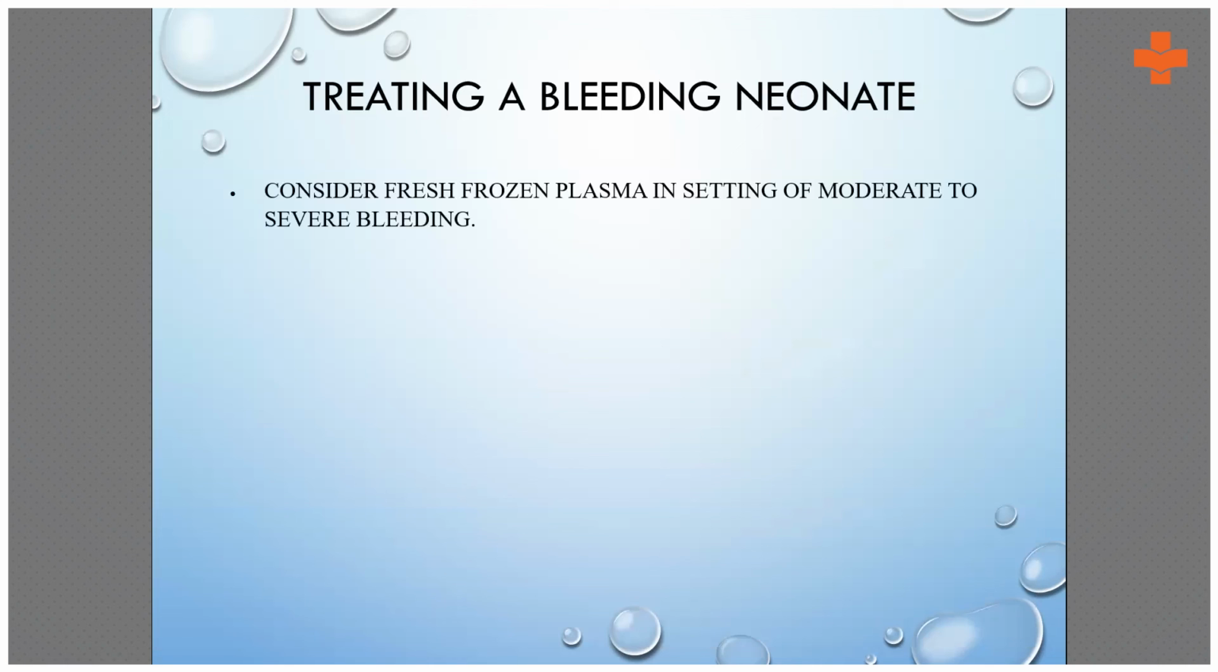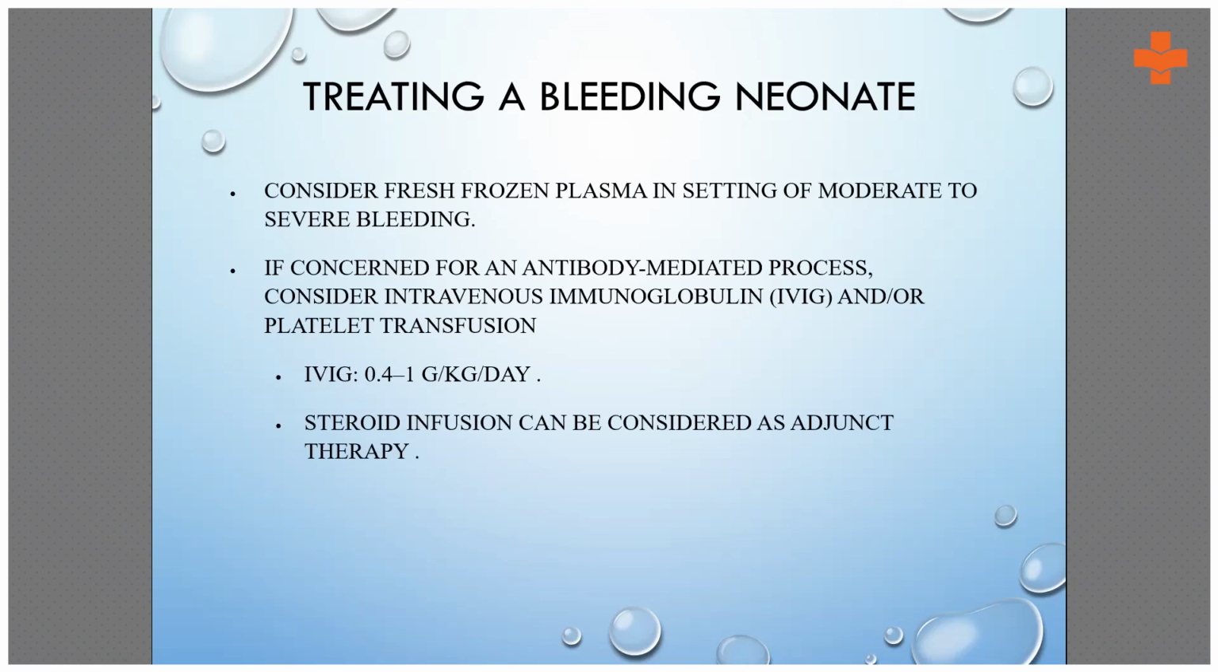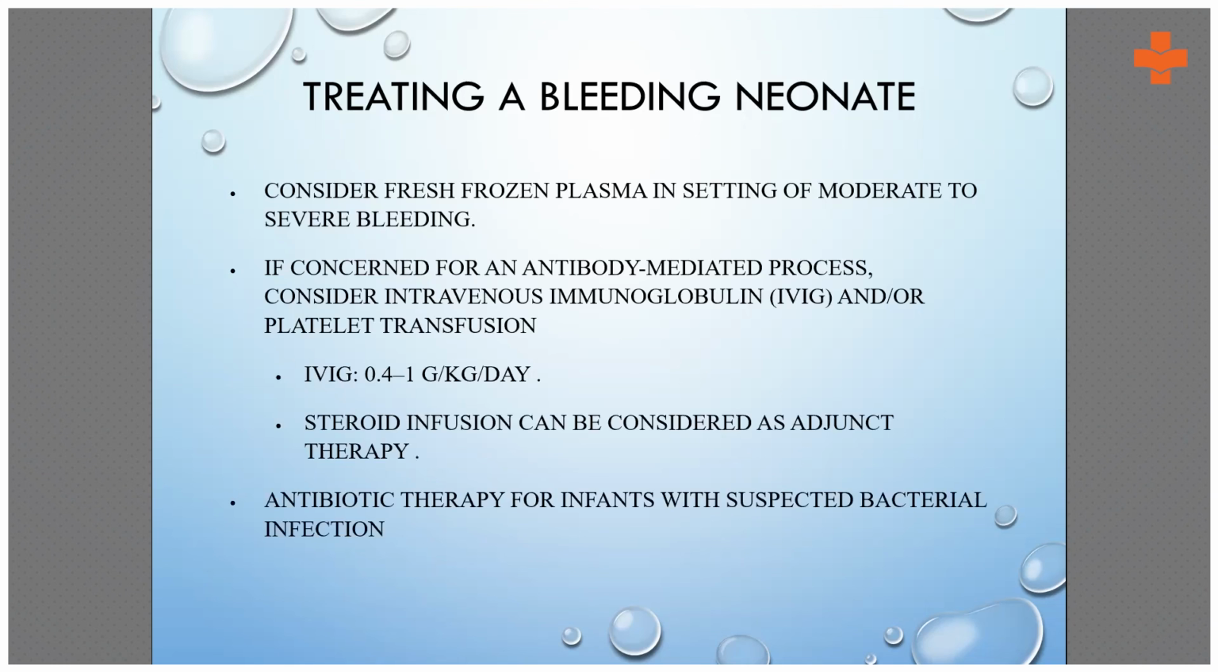Now, what to treat and how to treat? Consider fresh frozen plasma in cases of moderate to severe bleeding, in cases of DIC. If concerned for an antibody-mediated process, then think about giving IVIG and appropriate transfusion. IVIG can be given as 1 gram per kg per day over a period of 48 hours. Steroids should be considered as adjuvant therapy. Antibiotic therapy should be given if the baby has any kind of infection or sepsis.